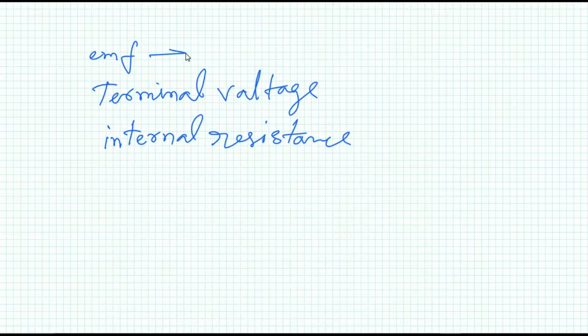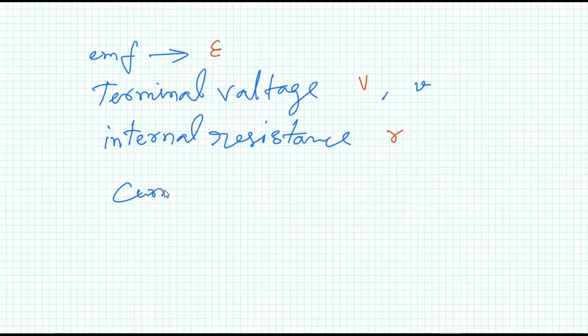Okay, EMF is represented by the letter epsilon. As I already explained in the earlier video, terminal voltage is represented with the capital letter V, and the internal resistance of a cell is represented normally with the small letter r. I also want to say that when the internal voltage drop is represented in the circuit, we will use a small v like this. And the current will be represented by capital I in the circuit.